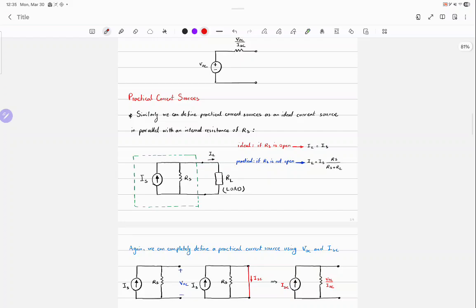Just focus on the top circuit and this one at the bottom right. Okay? The top one is the model of a practical voltage source. This is a model for a practical current source. Again, a black box is given to you and they ask you to do two measurements. You measure open circuit voltage and short circuit current. And they ask you to provide a circuit model for that equipment. Which one do you suggest as the model?